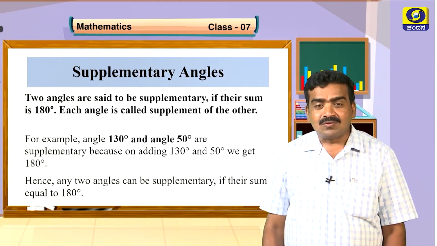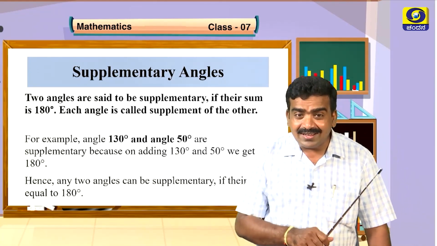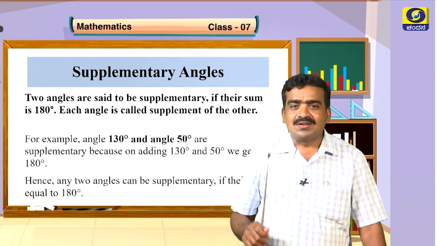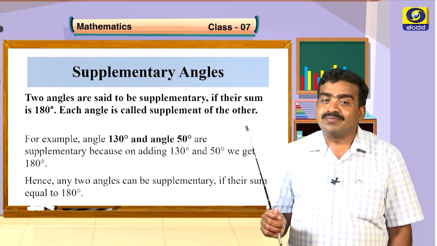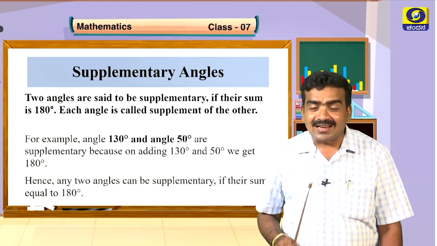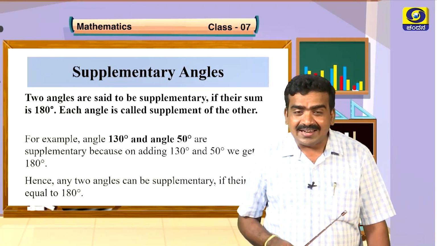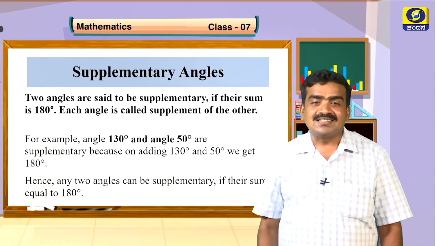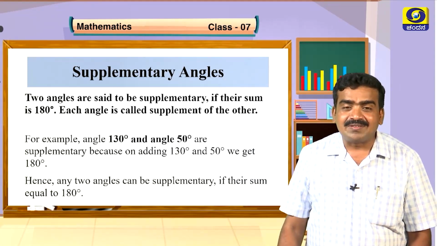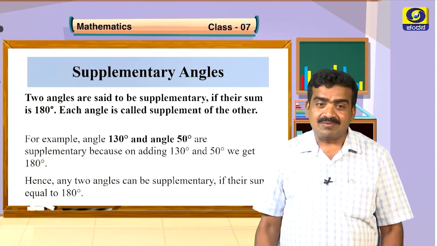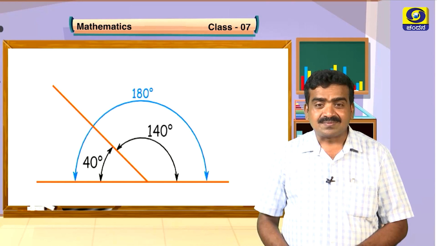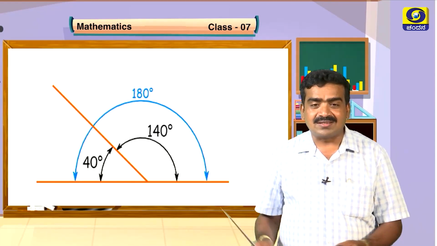Can you guess what is the supplementary angle for 1 degree? You are exactly correct. 179 degree is the supplementary angle of 1 degree. Similarly, for 179 degree, 1 degree is the supplementary angle. Is it understood, my dears? Shall we go on to the next concept? Yes, come on. Look at the picture.